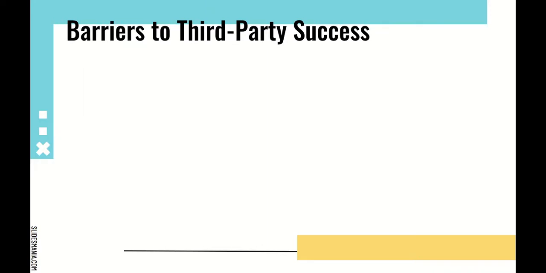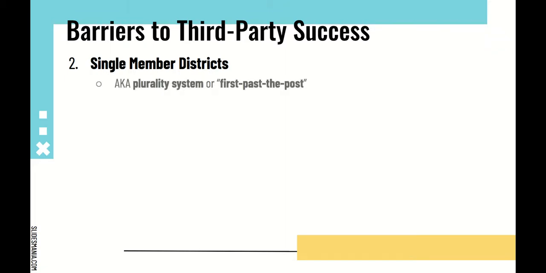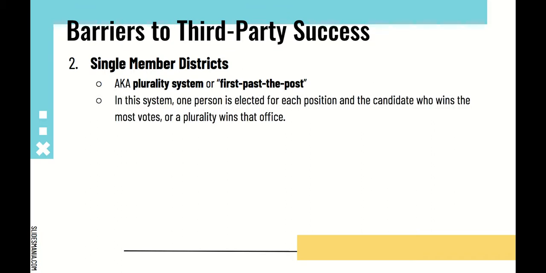Now, one of the structural barriers to third party success is something called single member districts. And we also will call this a plurality system or first past the post. All three of those terms are kind of referring to the same thing. Now, in this system, there is one spot and one spot only. Okay, one person is elected for each position, and the candidate has to win the most votes or a plurality to win that office, right? They have to win the most.